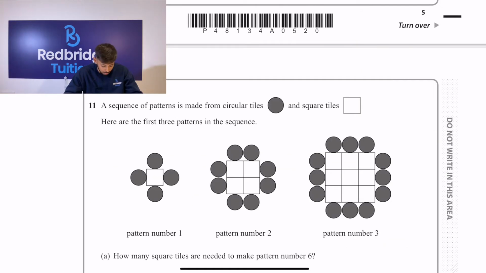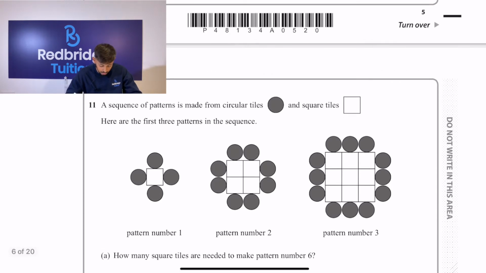Moving on to question number 11. We have a sequence of patterns which is made from circular tiles and square tiles. Here are the first 3 patterns in the sequence. We've got pattern number 1, 2 and 3. Part A says how many square tiles are needed to make pattern number 6.